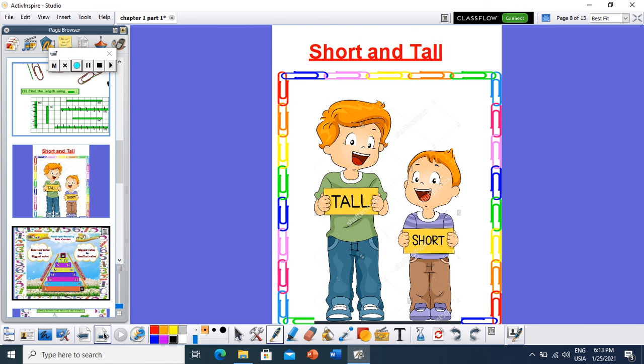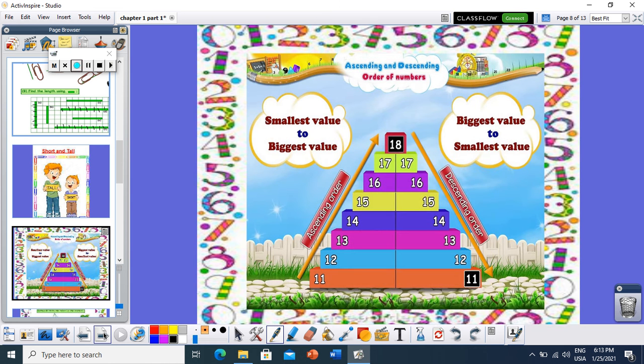Now, let's learn about the ascending and descending concept. Ascending starts with letter A. A is for ant. Is the ant small or big? Ant is small. So in the ascending order, I will arrange the numbers from the smallest to the biggest. Ascending means small, so I will start from the smallest to the biggest.